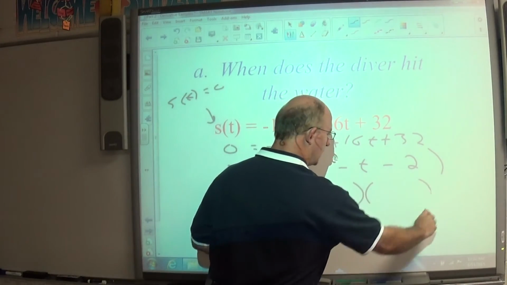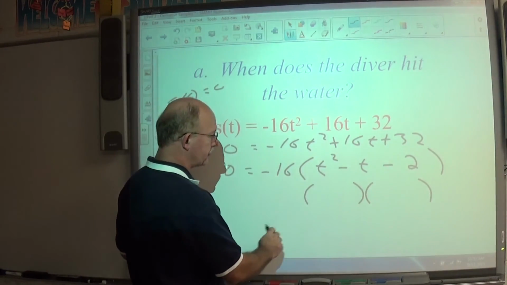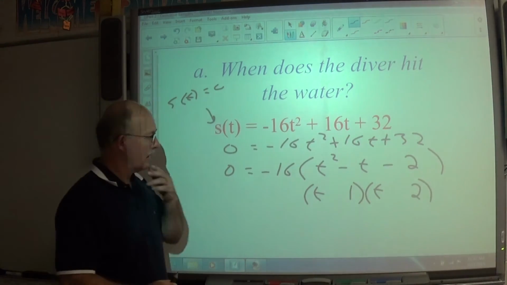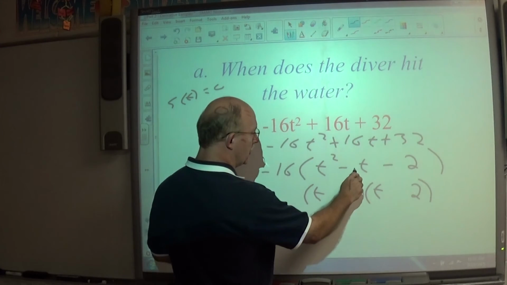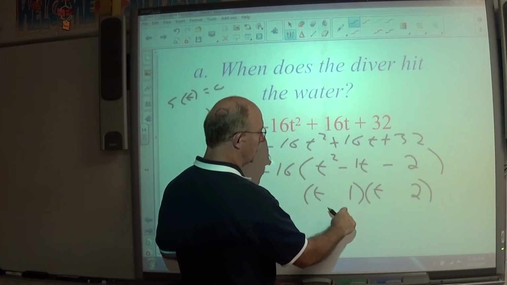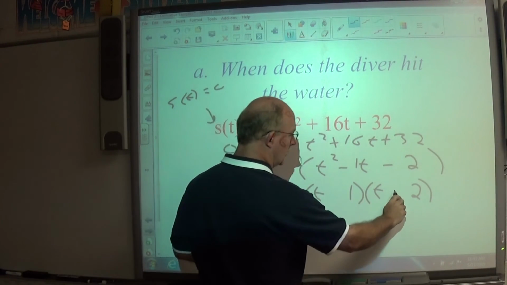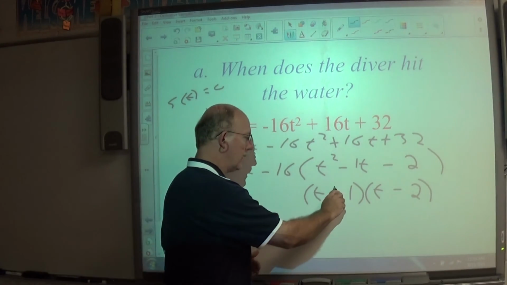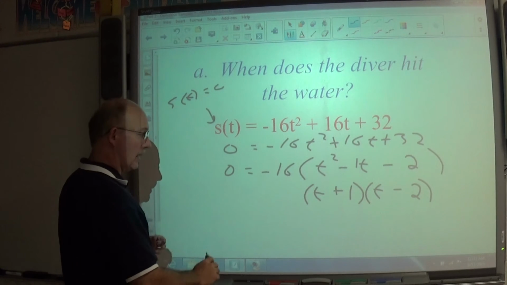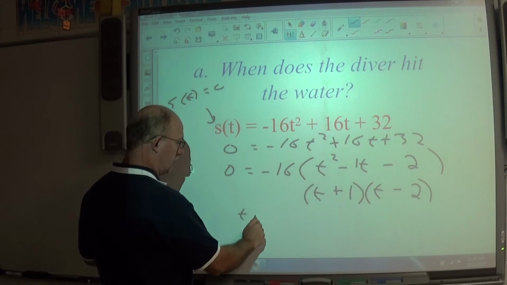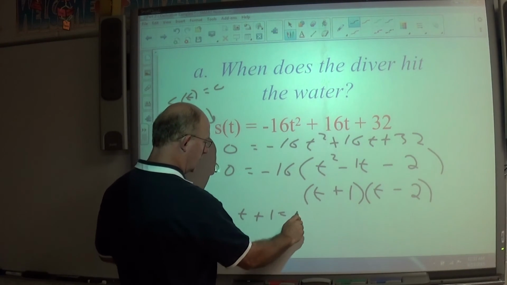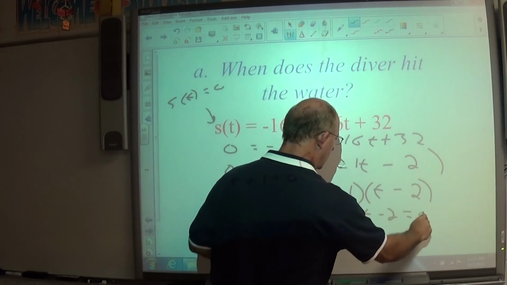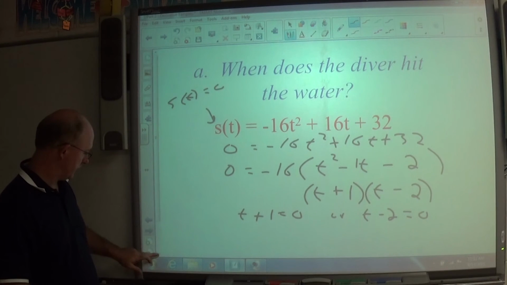I think this can be solved by factoring. This will be t and t, and this will be 2 and 1. The middle term coefficient is a negative 1, so the 2 has to be minus. The larger number is going to be negative, and the 1 has to be plus. So to get our time values, let's take t plus 1 equals 0, or t minus 2 equals 0. Set each of those equal to 0.